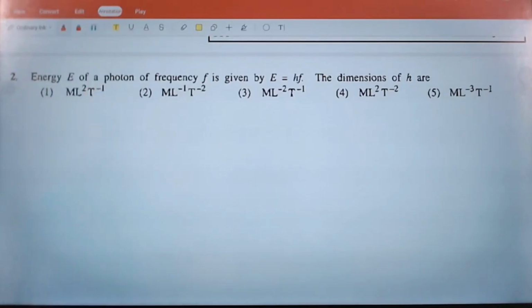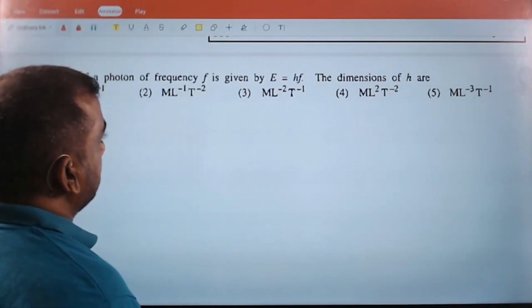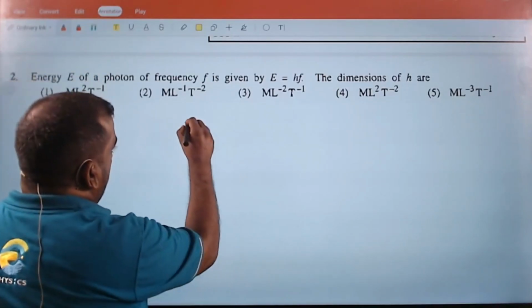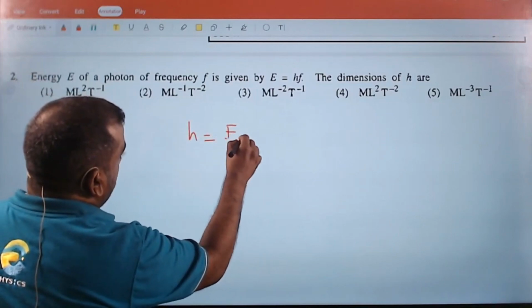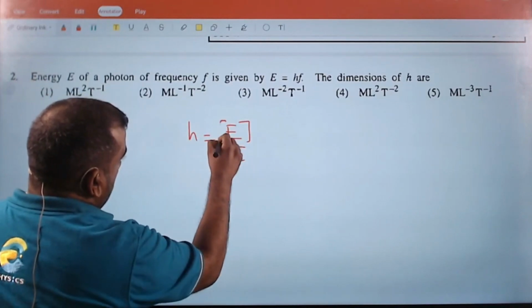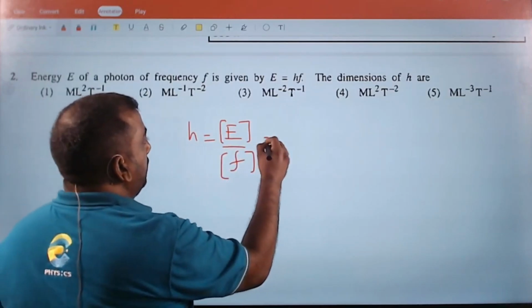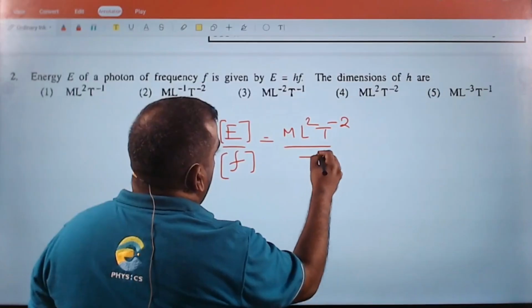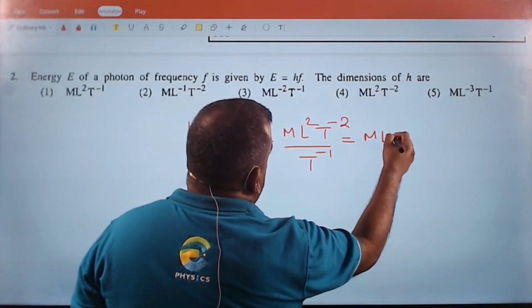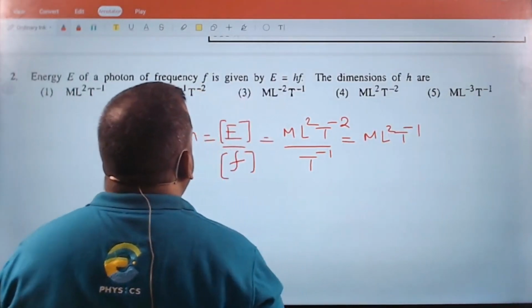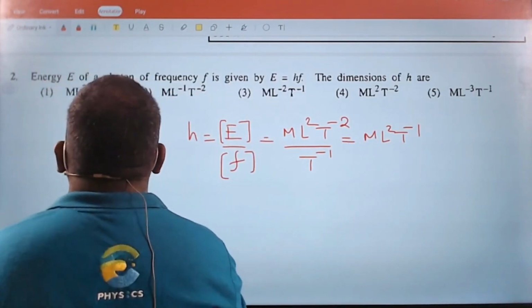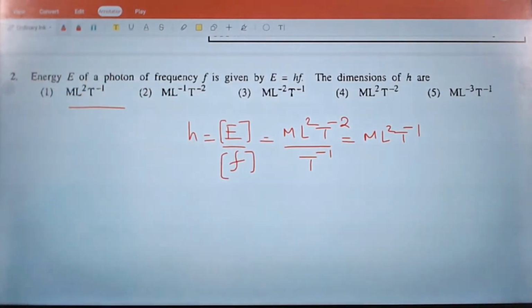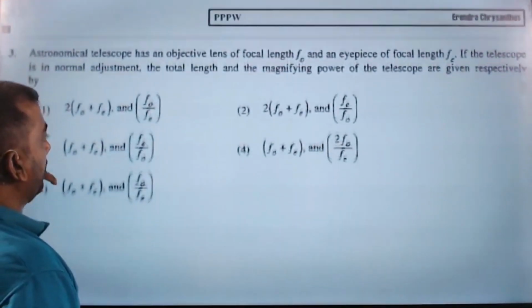Moving on. Energy of a photon of frequency f is given. Dimensions of h. Remember, h is equal to energy over frequency. So energy dimensions you all know, ML²T⁻². Frequency is T⁻¹. So it's going to be ML²T⁻¹. We have answer number 1. Moving on.